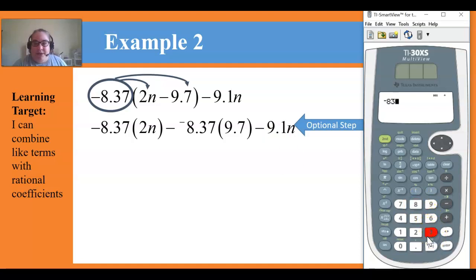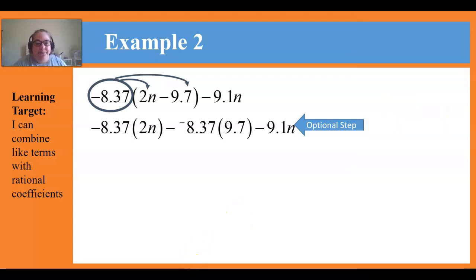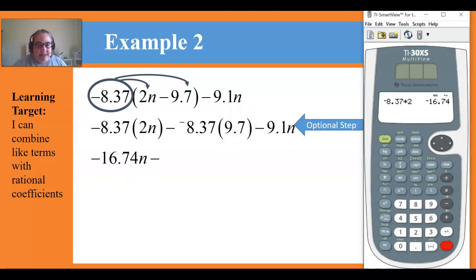Negative 8.37 times 2, negative 16.74. And then because we're multiplying by n, we keep the n. I keep my minus symbol. And then we're going to multiply the next set. And that is our answer, negative 81.189.